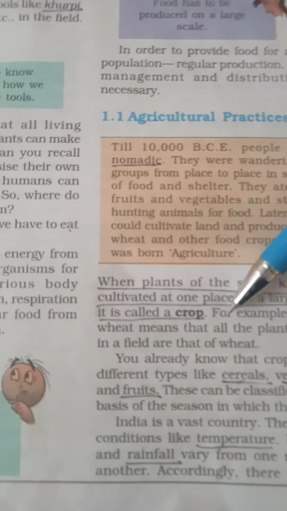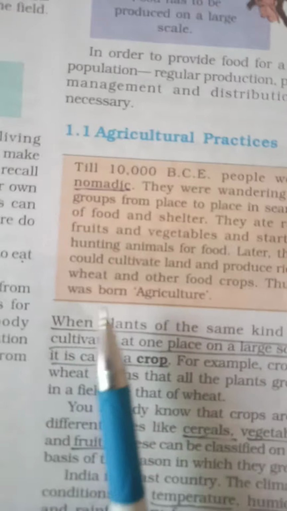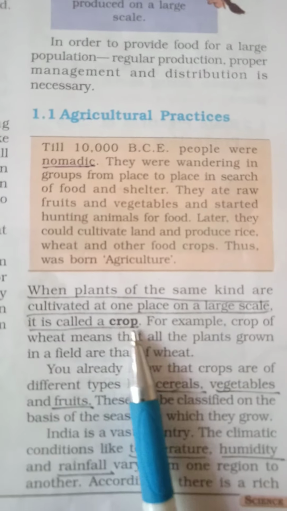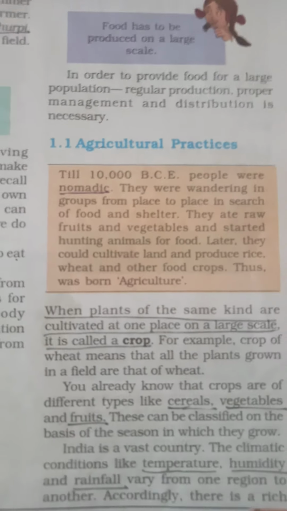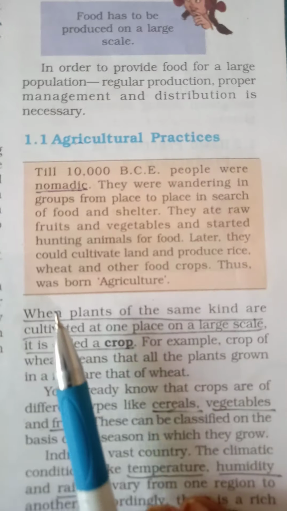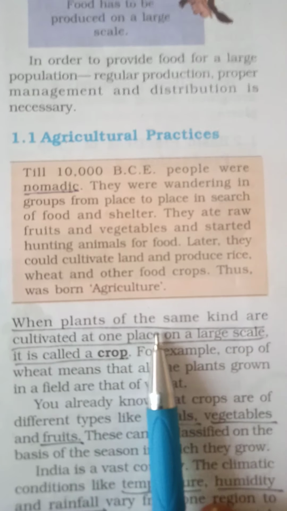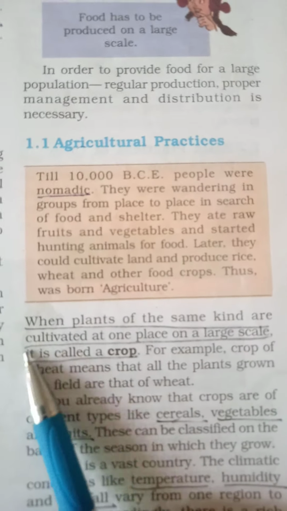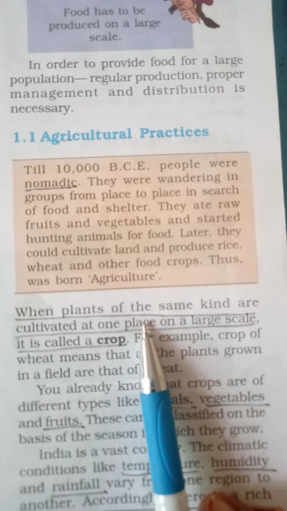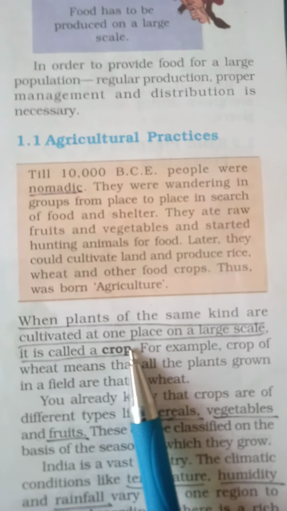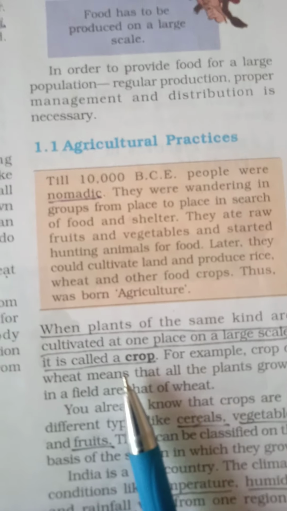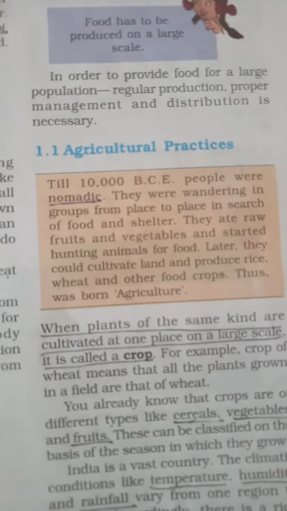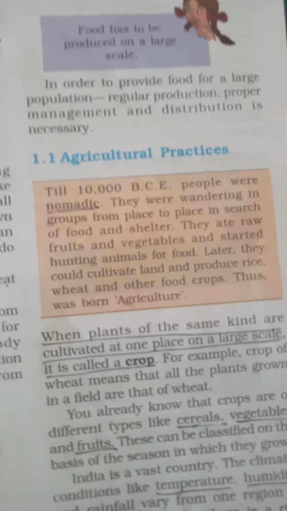Now the very first and important definition that we will come across here is crop. What is a crop? As I was using this term again and again, we have a proper definition for crop. When plants of the same kind are cultivated, that means grown, at one place on a large scale, it is called a crop. For example, if we have to grow wheat in a field, right, we do not plant only one seed or one plant.